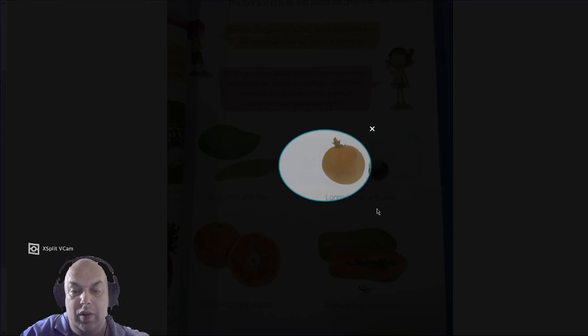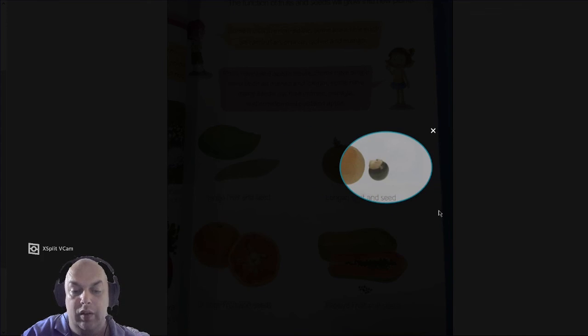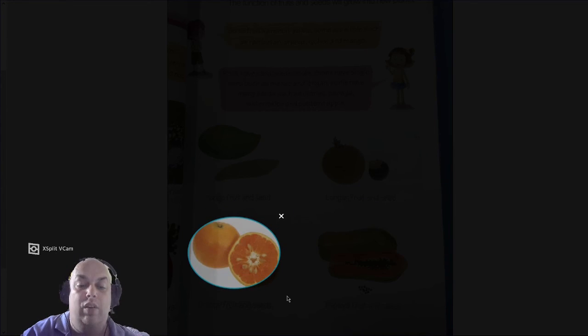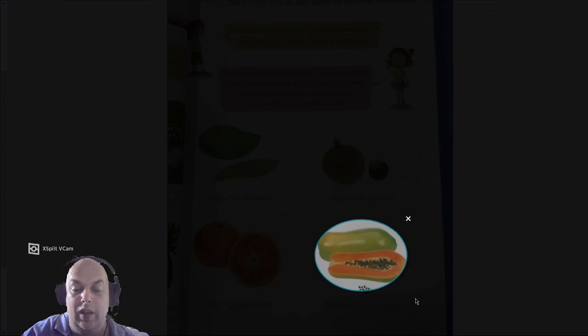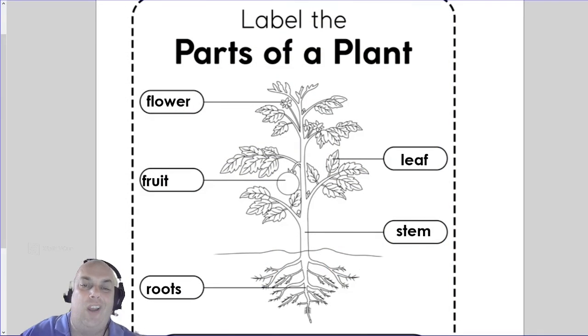Over here we have the longan fruit, and inside the longan fruit is one big seed. But then if we look at the orange, we can see many seeds inside. And then if we look at the papaya, there are even more seeds inside. Okay, so those were all the parts of the plants that we have learned.